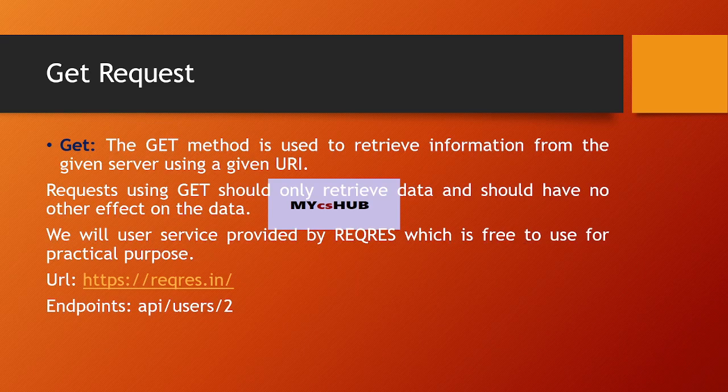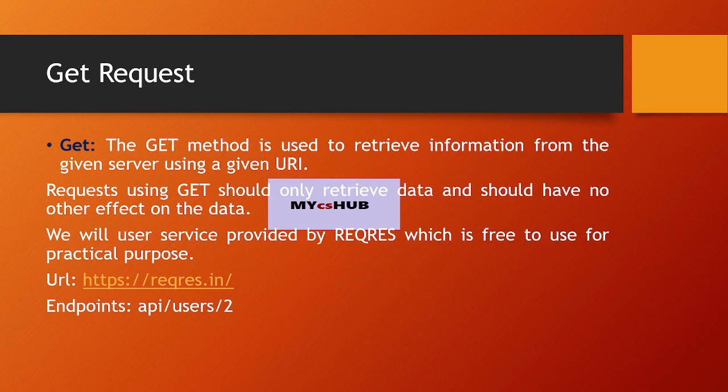The GET method is used to retrieve information from the given server using a given URL. Requests using GET should only retrieve data and should have no other effect on the data. So while testing an API which has a GET request, we have to make sure the request we are making should only fetch the data from the server and should not make any changes on the existing platform.